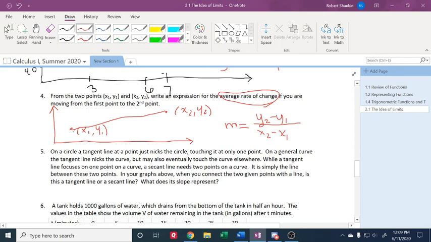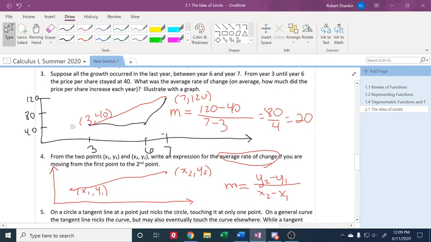Let's look at these two graphs together. This point right up here, it was 3 over and 40 up. This point corresponding to it over here is x1 over and y1 up. This point is x2 over and y2 in its height.